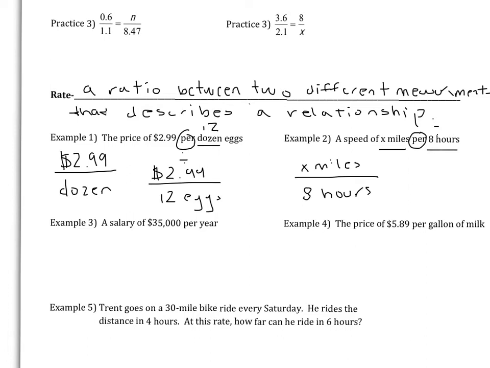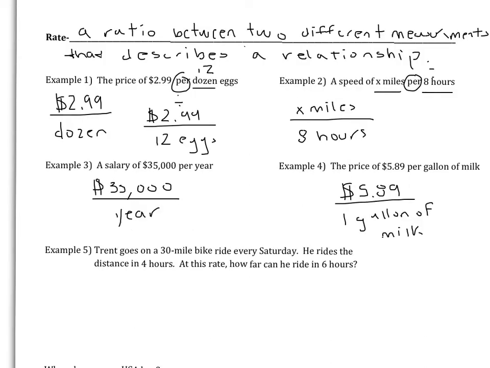All right, I want you to try example 3 and 4. Try to set up what this rate would look like. Go ahead, pause the video. When you're ready, press play, and you can see the answers. All right, here are your answers. For example 3, you should have had $35,000 per year. And for example 4, $5.89 per 1 gallon of milk.